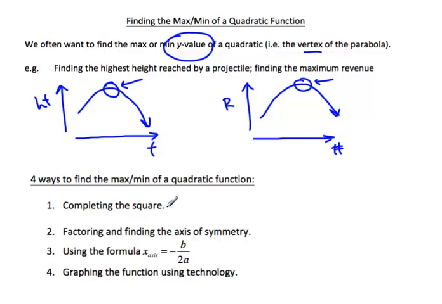There are 4 different ways to find the maximum or minimum of a quadratic function. You can complete the square, which we've looked at in a previous video, and if you're having trouble with that, I'd urge you to go back and review that. You can factor and find the axis of symmetry. You can use the formula where the x value of the axis of symmetry, which is also the x value of the vertex, is equal to -b over 2a, or you can graph the function using technology. We'll look at using the first 3 in the examples that follow. The 4th, you can plot on your graphing calculator and use the trace function.